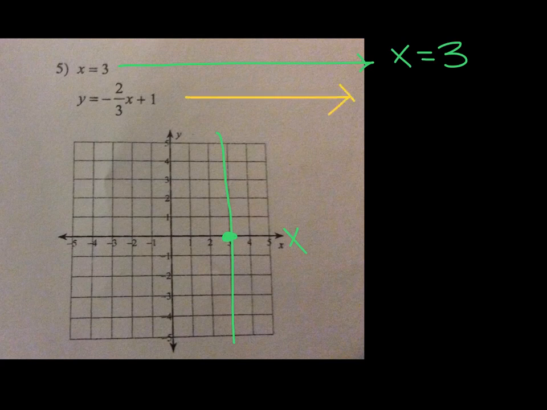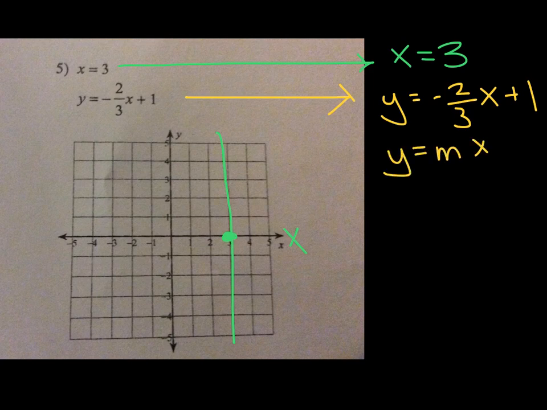Our second line, we don't get off quite so easy. I'm going to draw a little arrow to show you guys where that is. We've got y equals negative 2/3 x plus 1. Now we do have a slope and y-intercept. So right below that line, I'm going to go ahead and write slope-intercept form, which is y equals mx plus b. b, which is our y-intercept, is positive 1. So we're going to start at positive 1.